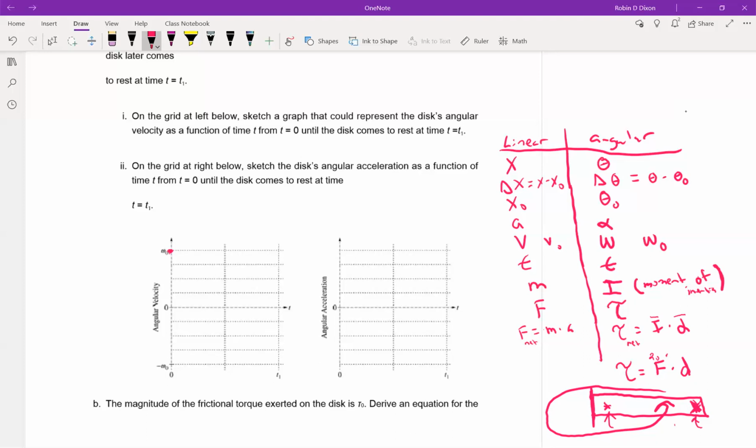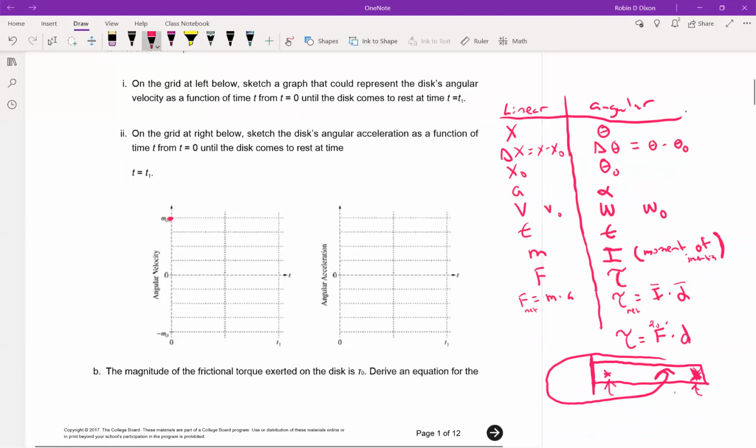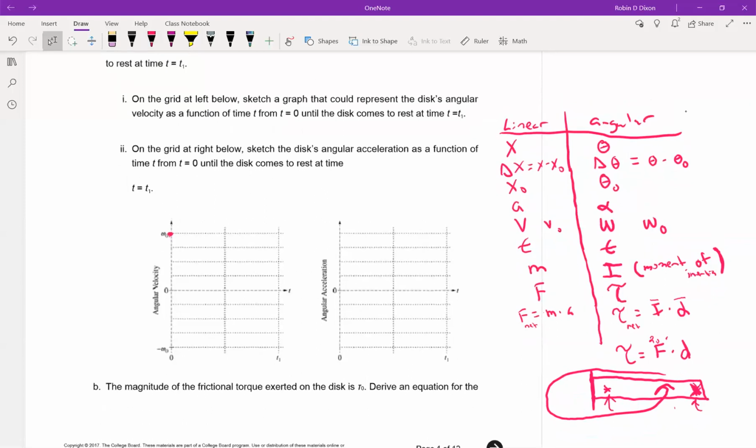Okay, so here we go. We have all of our angular variables. It's asking us to graph what the angular velocity is going to be as a function of time. Well, we know it begins at angular velocity omega naught.